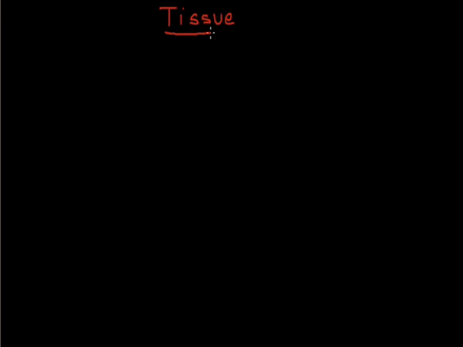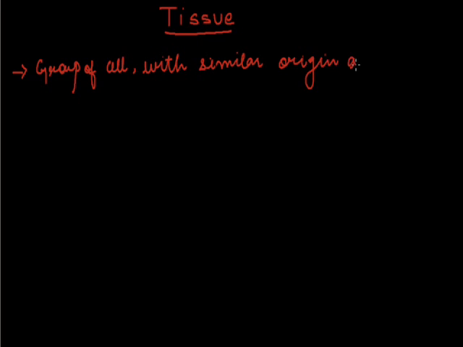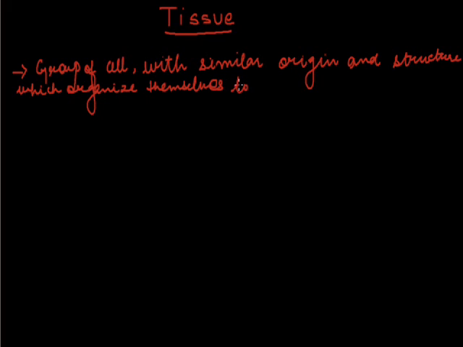Tissue. We all know what is tissue. What is a tissue? In simple words, it is a group of cells with similar origin and structure which organize themselves to perform a similar function. This is the definition of tissue.